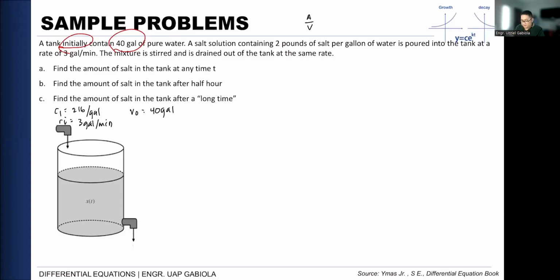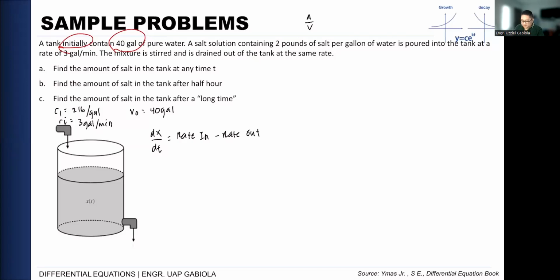Okay? Kaya ang tanong doon sa una, what is the amount of salt in the tank at any time t? So ibig sabihin, hinahanap natin yung general formula para malaman kung ano yung amount ng salt kahit anong time yung ibigay sa atin. Okay? So, to solve this, ang gagamitin lang natin is yung formula natin na dx over dt is equals to rate in minus rate out.